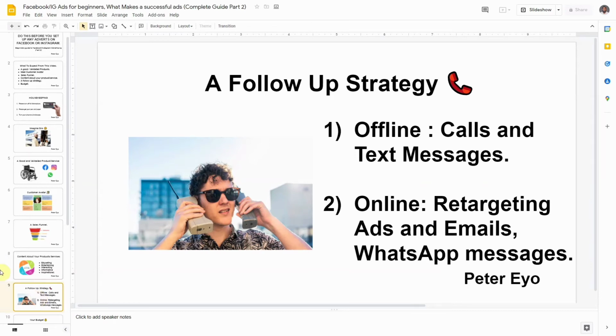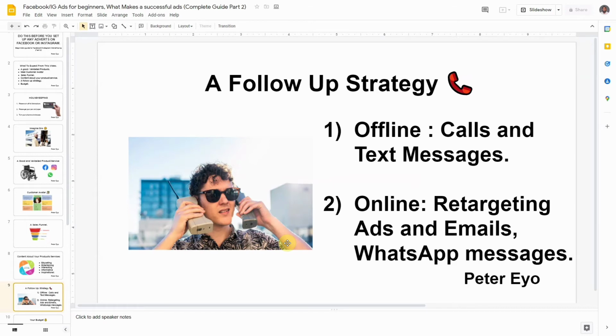There are two ways you can do this. The first one is offline, through calls and text messages, if you actually collected their numbers as leads. You can also do this online by setting up retargeting ads. Don't worry, I'm going to show you how to do that. That will be part 7 of this series. You can do that by following up with their emails if you collected their emails. You can do that by sending WhatsApp messages if you collected their WhatsApp number. So you need to have a follow-up strategy in place.